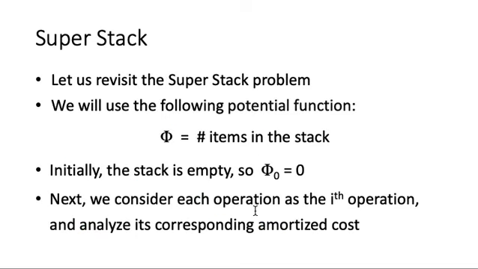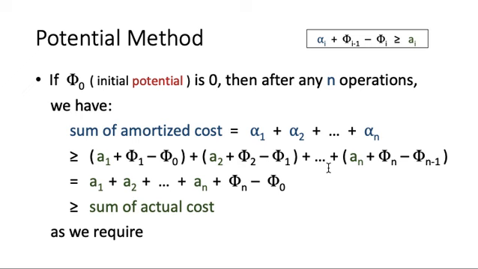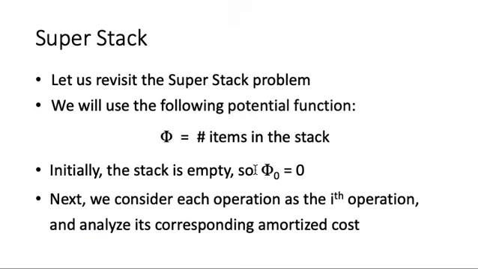Okay, we have this idea, so let us put it into action. Let us revisit the superstack problem for the third time. We are going to use the following potential function. We set phi to be equal to the number of items in the stack. Initially the stack is empty, so phi of 0 is equal to 0. This is something that is already very nice, because we hope that phi of 0 should be 0.